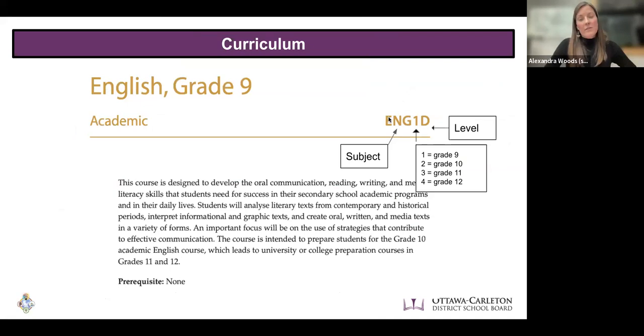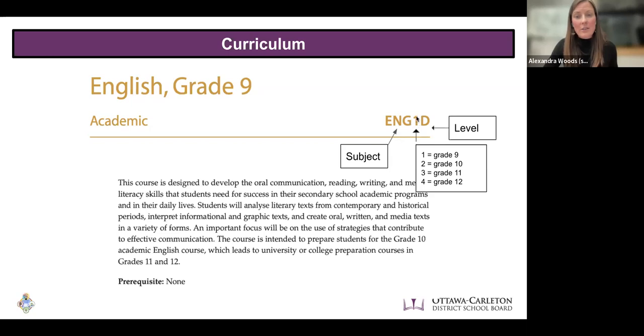So the grade 9 English course is designed to support students to develop oral communication, so speaking and listening, and reading a variety of different texts. And you'll notice that the grade 9 English course, like other courses, has a course code, which you can see at the top of the screen right up here. The first 3 letters indicate the subject. So if you're looking at your student's timetable for next year and you're not sure what the course is, a good indicator is either Googling or looking at those first 3 letters.